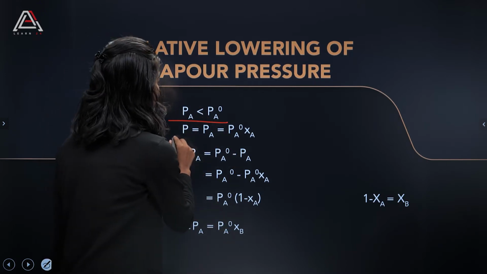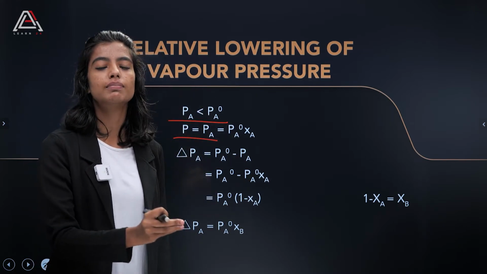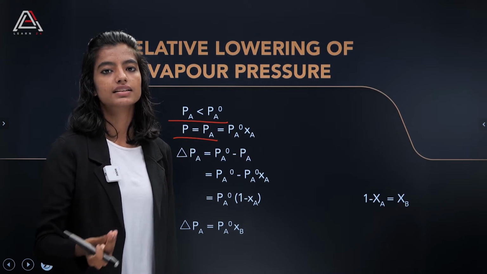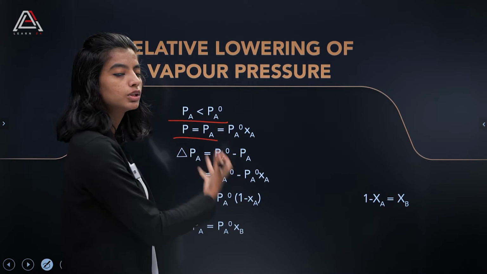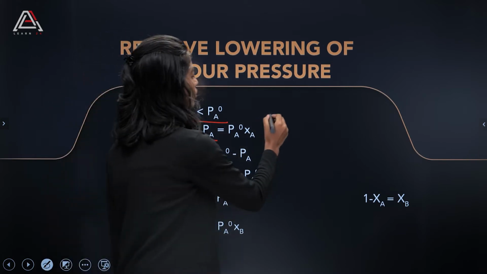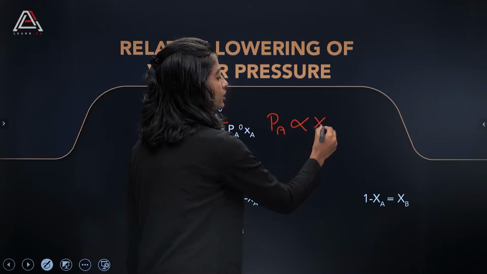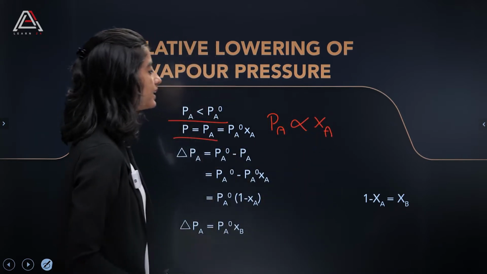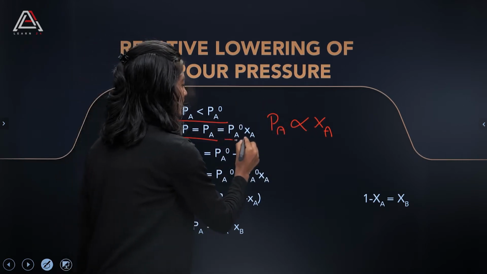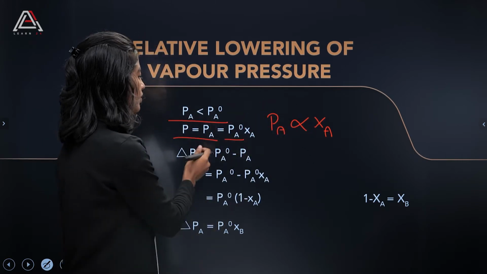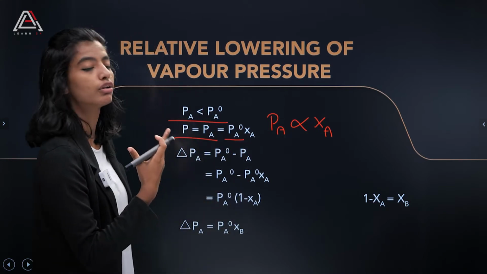Now, P is equal to PA. The total vapor pressure is only contributed by the volatile solvent, that is the partial vapor pressure of A. Then I can write P is equal to PA. As we know, PA is directly proportional to the mole fraction of A, right? In order to remove this proportionality sign, I have added a constant called PA0. Then I got an equation PA is equal to PA0 into mole fraction of A.